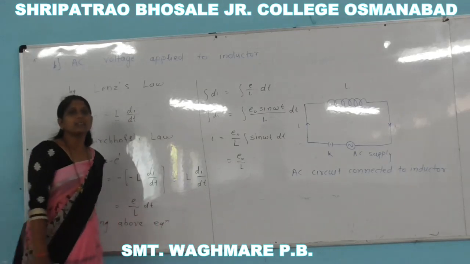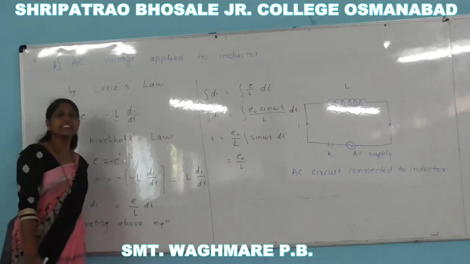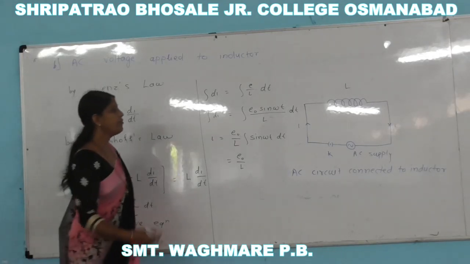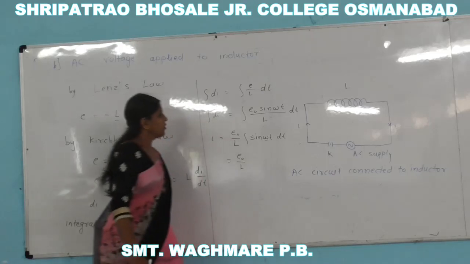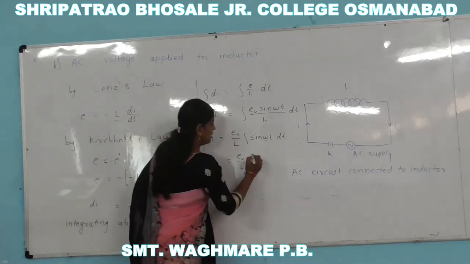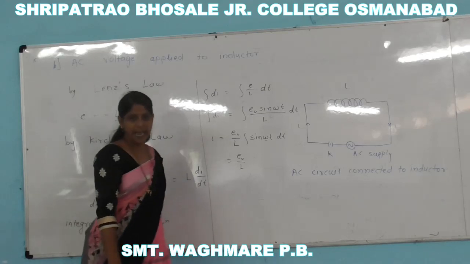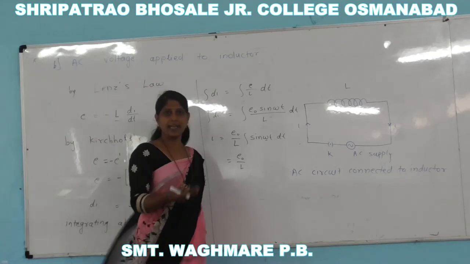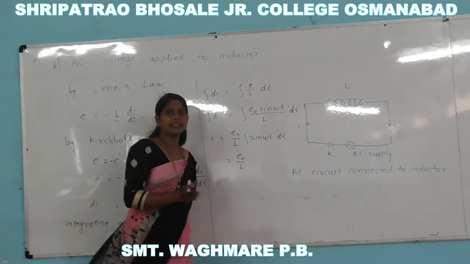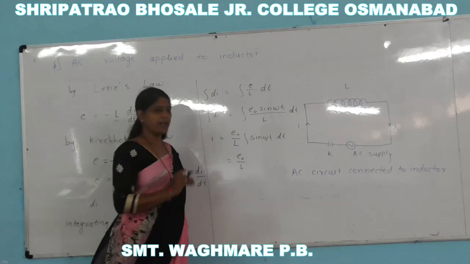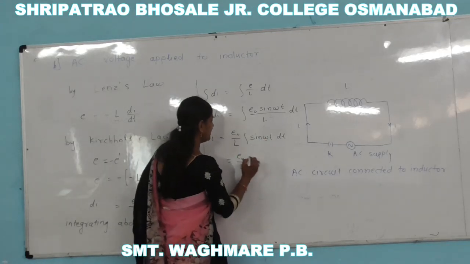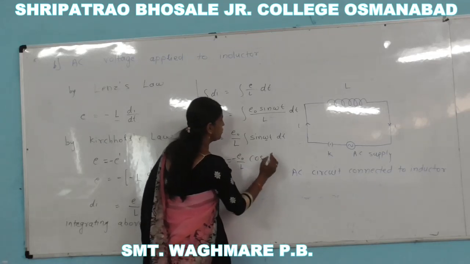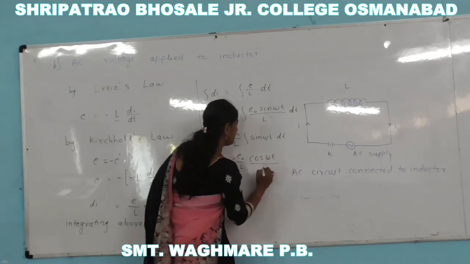The mathematical formula is that the integration of sin x is equal to minus cos x. And if there is a constant term, suppose sin 2x, then the integration of sin 2x is minus cos 2x divided by 2. Therefore, we can write here minus cos omega t divided by omega.